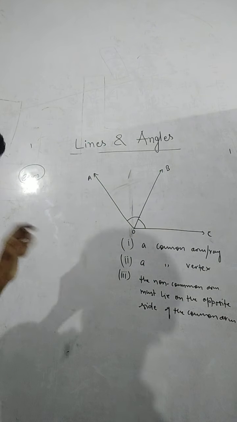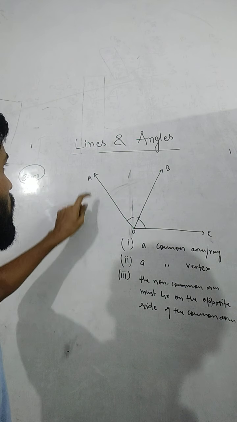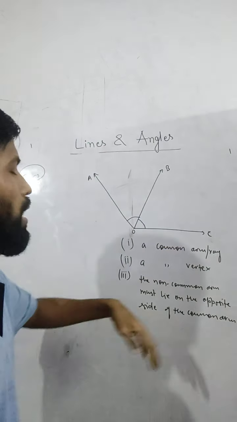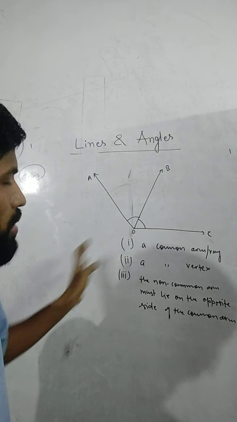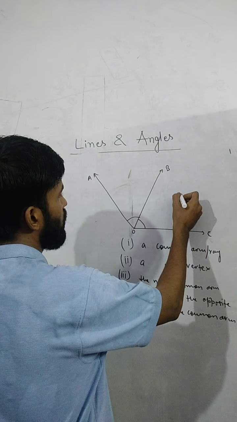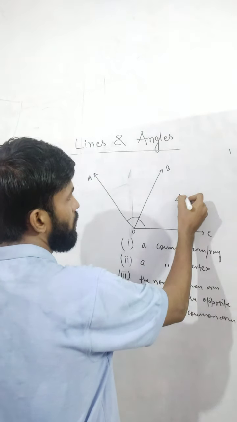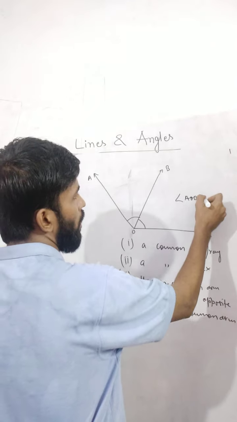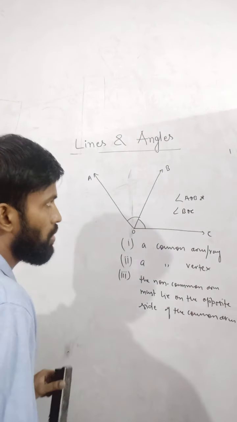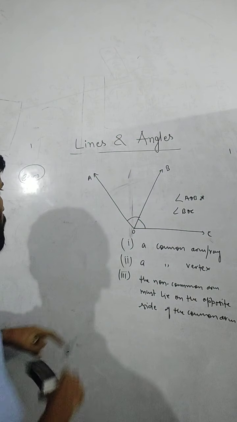Okay, this is the question. In this figure we have two angles, angle AOB and angle BOC, and we have to check whether these two angles are adjacent to each other or not. What is the question? We have to check whether angle AOB and angle BOC are adjacent to each other or not. Okay, so how will we solve this question?